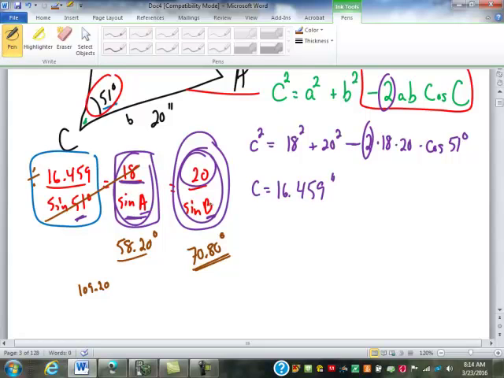Now, most of the time, you'd be okay doing this one, because most of the time, it's an acute triangle. But it is always safest to use the smaller side to find its opposite angle first, because you know A has to be acute. B is the only one here that could possibly be obtuse. And in order to keep from having to guess, we just go ahead and find A first, and then we find B by subtracting from 180.